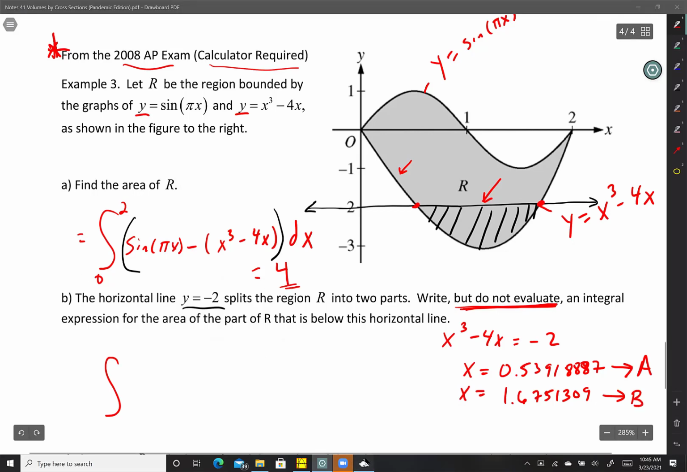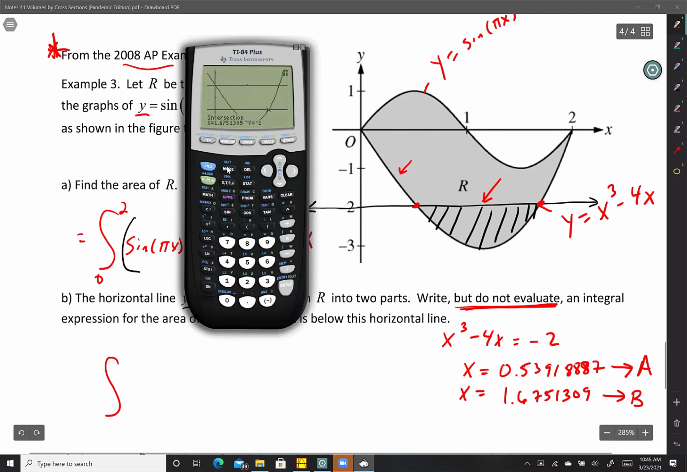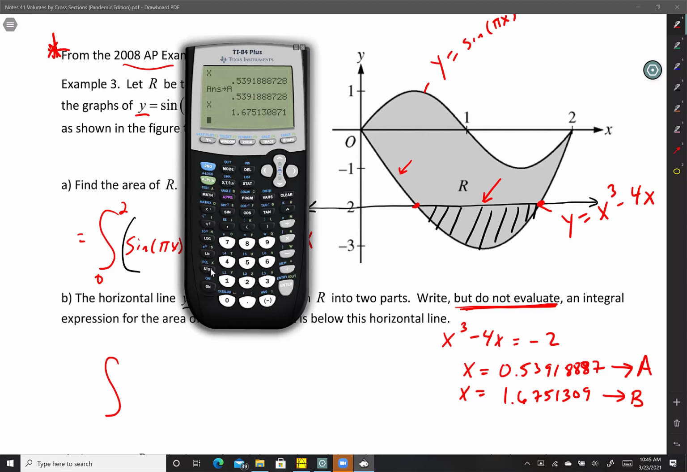So let me go back to my calculator. I'll go to my home screen, second quit. I push X. There it is. Store alpha B. So now every time I push B, I get that number. Is everyone still okay? Okay. Here we go, guys.